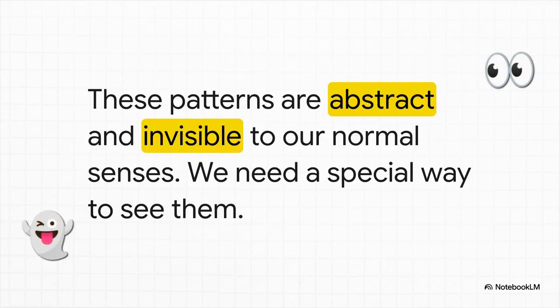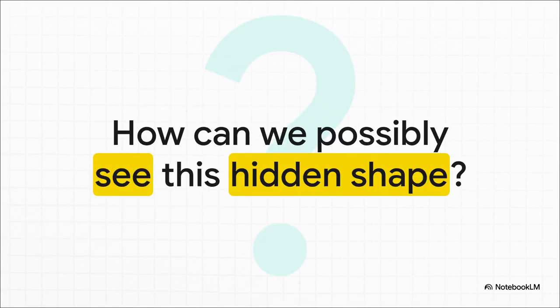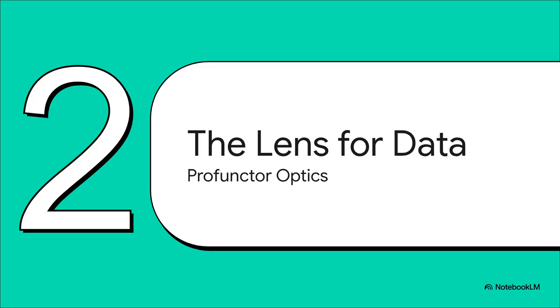But here's the catch, right? You can't just look at a computer program or a living cell and see this pattern. It's an abstract structure, a web of relationships that is totally invisible to the naked eye. So, that's the big question, isn't it? If this universal structure is invisible, how on earth are we supposed to see it? Well, it turns out we need a special kind of lens. Which brings us to Section 2, the lens for data.